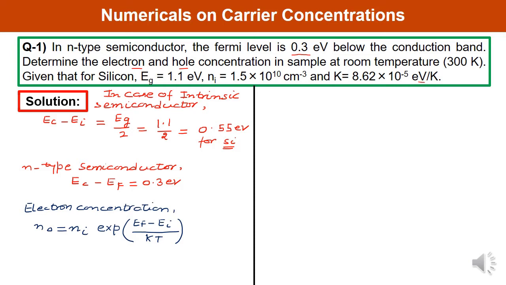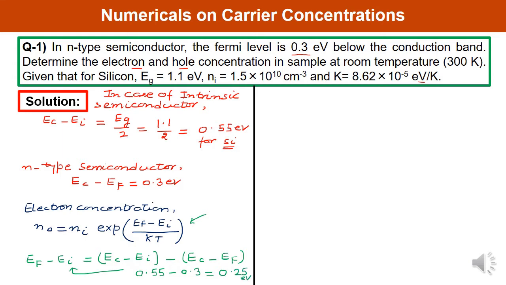So here what is our requirement? Our requirement is to put these particular values and calculate the value of N0. But here you can see there is a term Ef minus Ei. How to calculate it? You need to calculate Ef minus Ei, but you already know Ec minus Ei. If you subtract Ec minus Ef from Ec minus Ei, you will be able to calculate Ef minus Ei, and this is 0.55 minus 0.3. It means the value of Ef minus Ei is 0.25 electron volt.